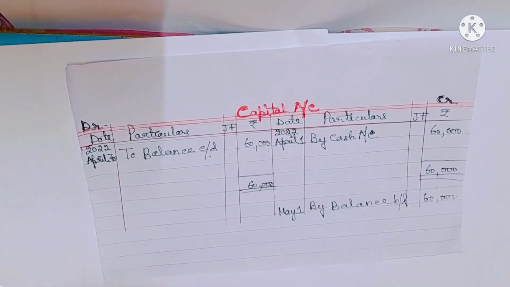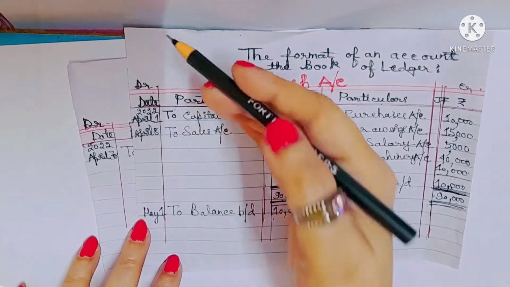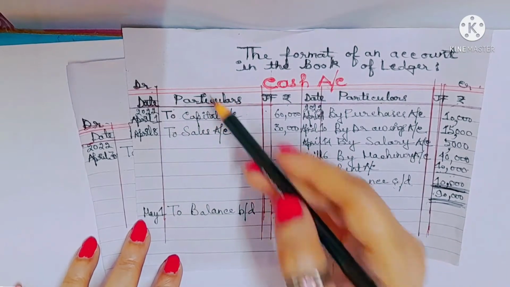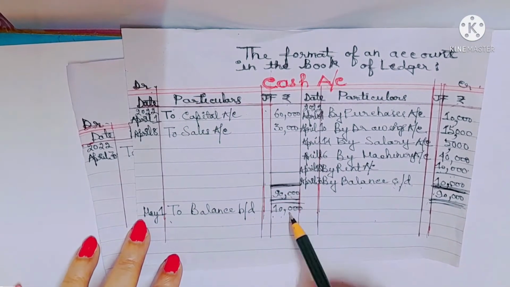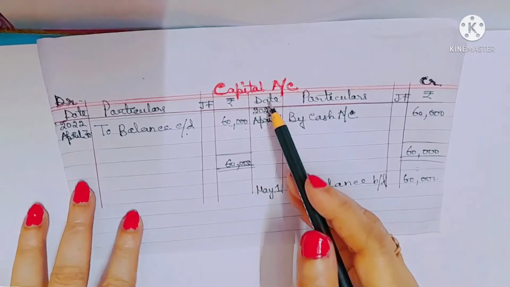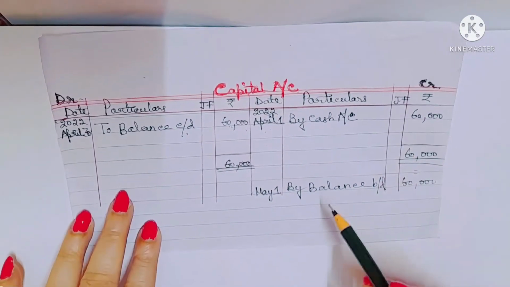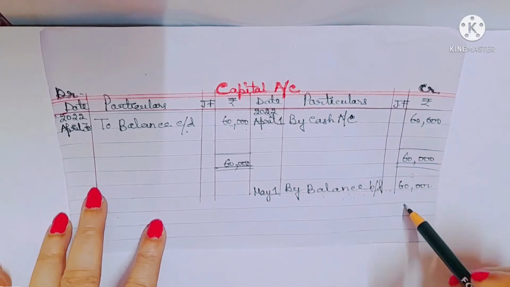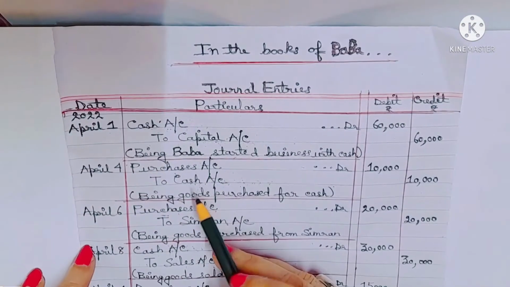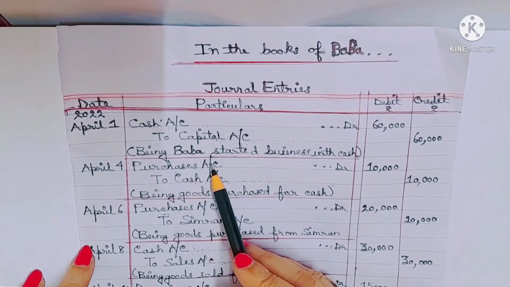Cash account was a debit balance. How did we know it was a debit balance? If to balance BD is under the debit side, then it is a debit balance. Capital account is a credit balance. How did I get to know? Because by balance BD is under the credit side, 60,000. Okay. Now let's do purchases account.